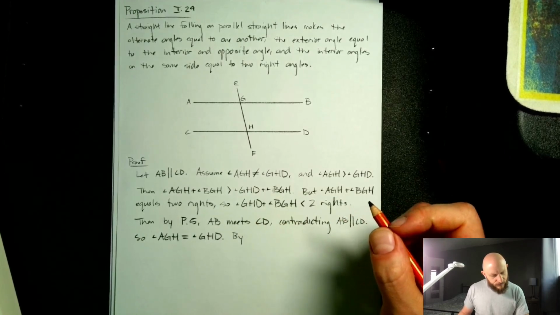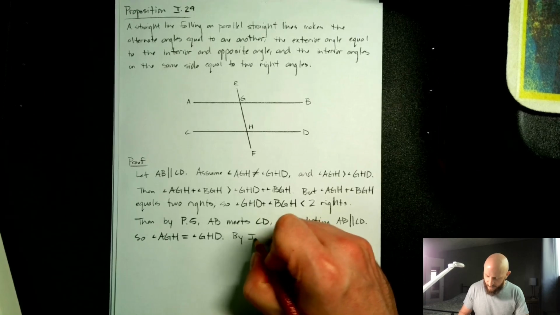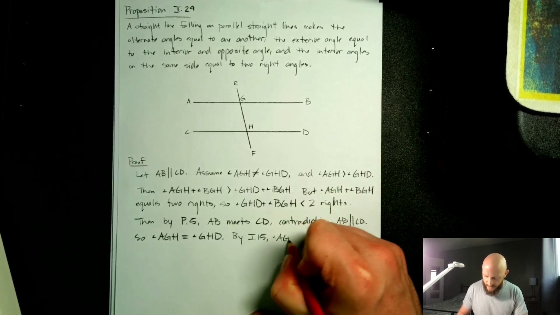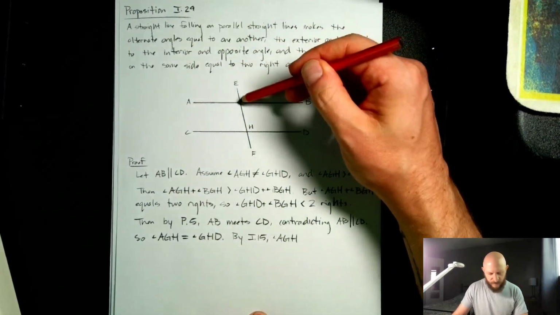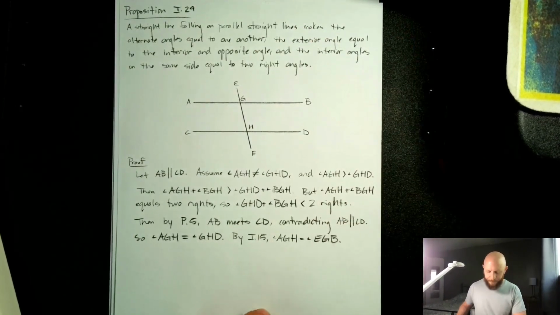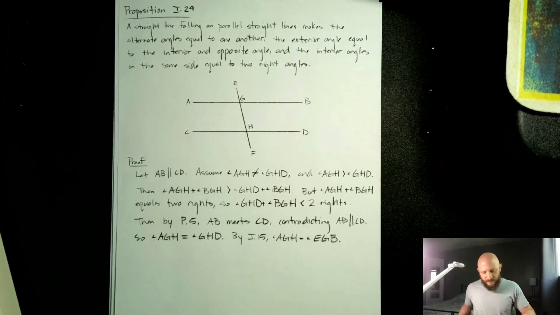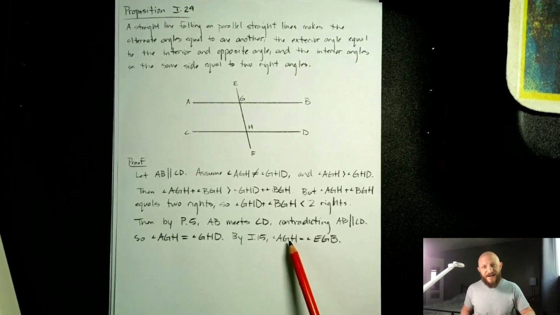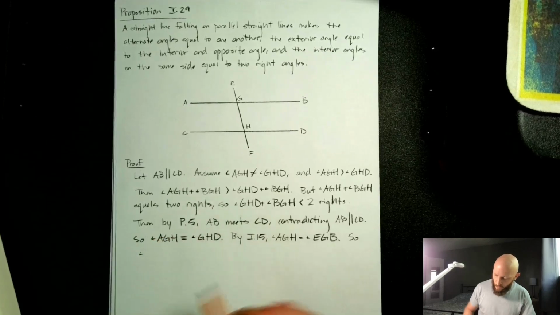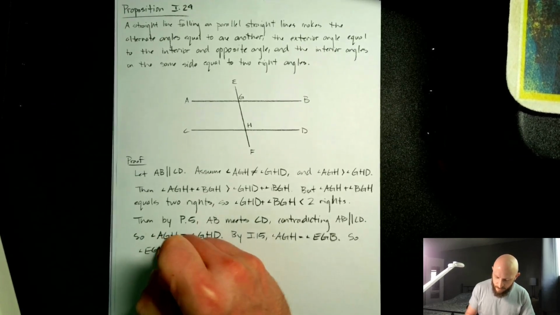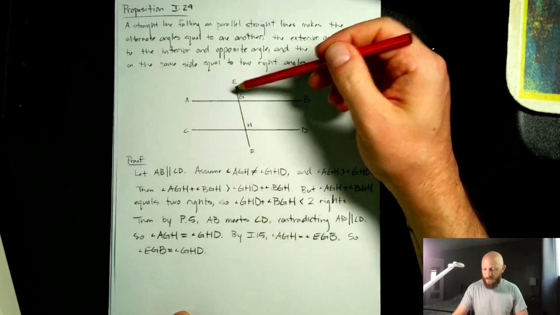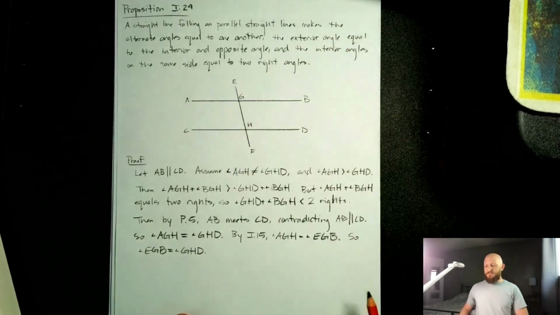by Prop 15, alternate angles are equal. By Prop 15, we have that angle AGH must be equal to EGB. And we just found that AGH is equal to GHD. So angle EGB is equal to angle GHD. So EGB equals GHD, which is the second part.